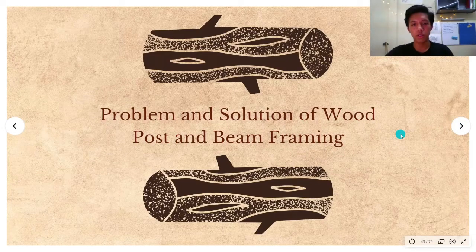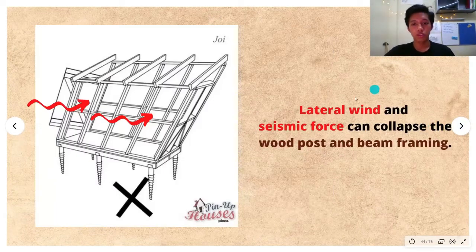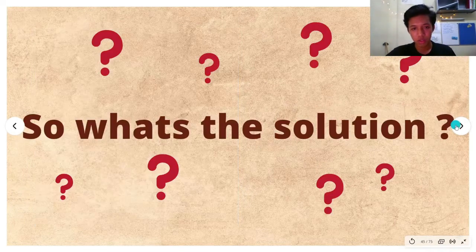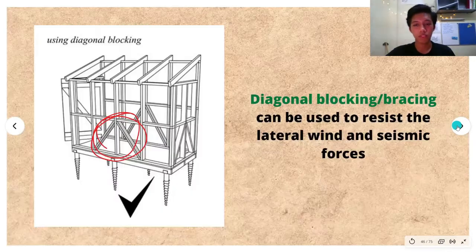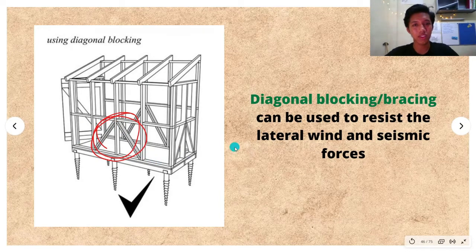So this is the problem and solution of wood post and beam framing. Lateral wind and seismic force can collapse the wood post and beam framing. As you can see in this picture here, they can collapse sideways when there are winds or any force from the side. So what is the solution? The solution is diagonal locking or bracing. They put a diagonal piece of wood between the post and beam so that structural strength is increased.